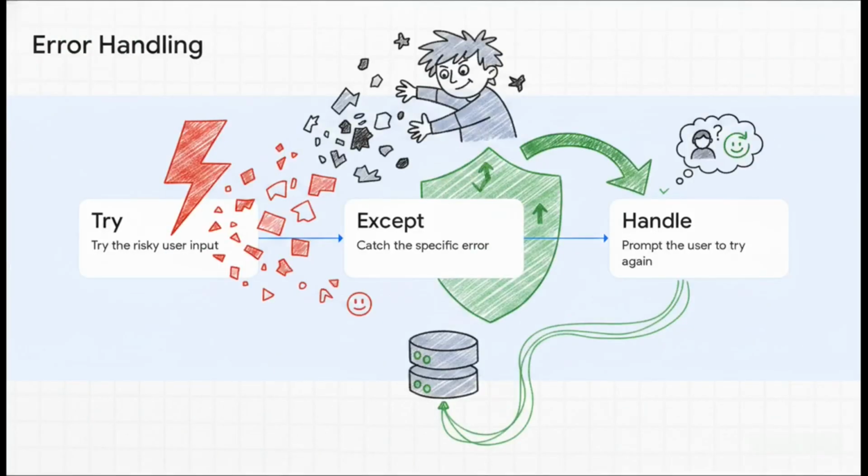And finally, the harshest reality of all: users. They will inevitably try to break your app. Step 1, try a risky operation, like converting random text into an integer. Step 2, catch the specific error with except if it blows up. Step 3, handle it gracefully by just prompting the user to try again. Never let bad input crash your application. Wrap it in a try/except block. The user might fail, but your server shouldn't.